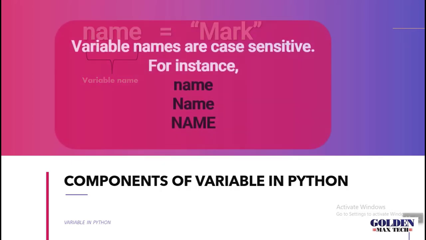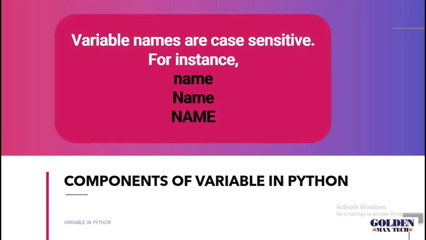In Python, variable names are case sensitive, in the sense that they respect the casing of your letters. For instance, name with all lowercase, name with the first letter in capital, and name all in capital are not the same. They are not recognized in Python to be the same variable.